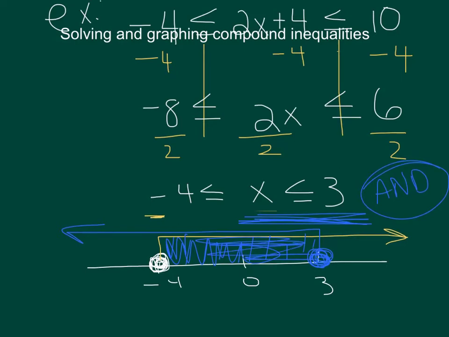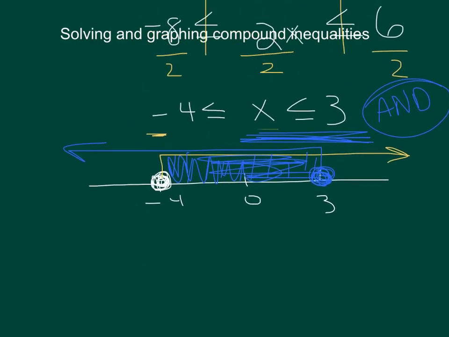And the way to write the inequality in interval notation is to say -4 bracket, because I'm including the solution, comma, 3 bracket. And that's it.